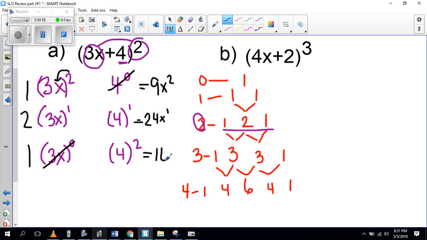Okay, so all we're going to do now is rewrite it the way it is with plus signs. So we got 9x squared plus 24x plus 16. And that's our final answer. So try the next ones. And if you need the Pascal triangle, I will have one ready for you.